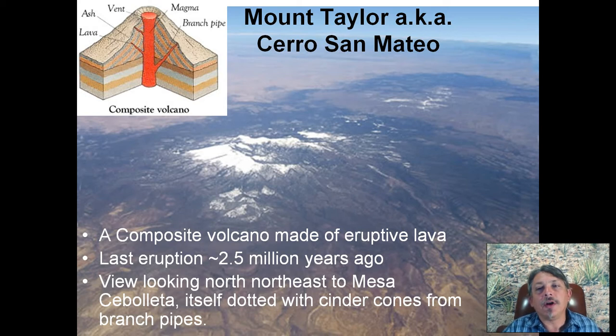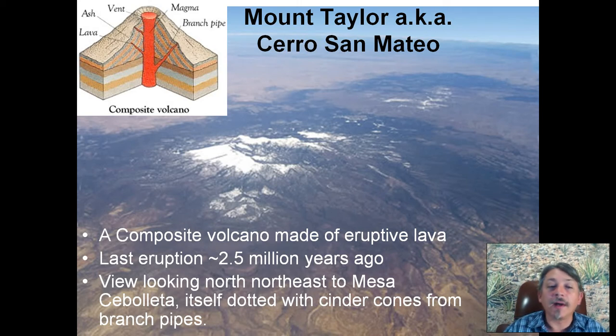So this is what they call the Mesa Cebolleta. There are two of them. This one is often called the Cerro San Mateo or Mount Taylor, and is a very prominent mountain in the central western state of New Mexico. The last eruption was 2.5 million years ago approximately. Throughout this mesa, I can testify myself that there are a lot of little mountains out here, or hills, that are essentially small volcanoes, branches of the main lava vent.